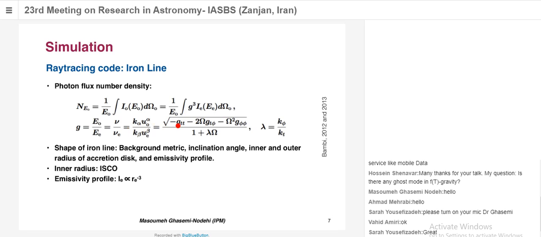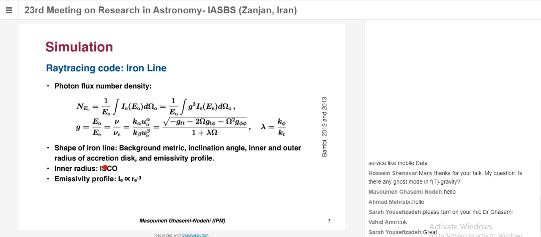It's a function of the metric components g_tt, g_tφ, g_φφ, and omega, and it is a function of lambda, that is a constant of motion. k^μ is the four-momentum. The shape of the iron line depends on the background metric, inclination angle, inner and outer radius of the accretion disk, and emissivity profile.